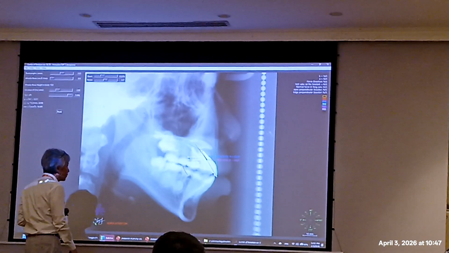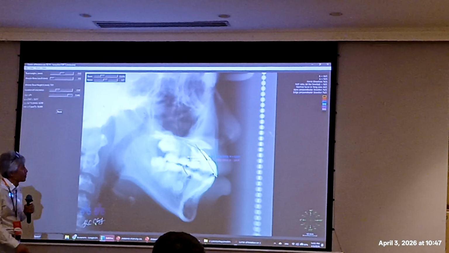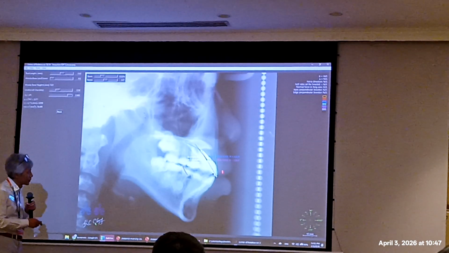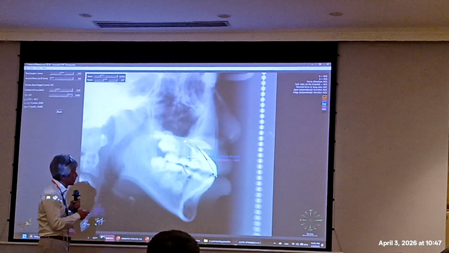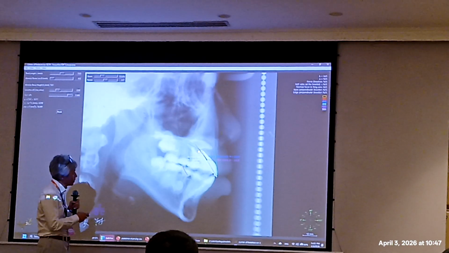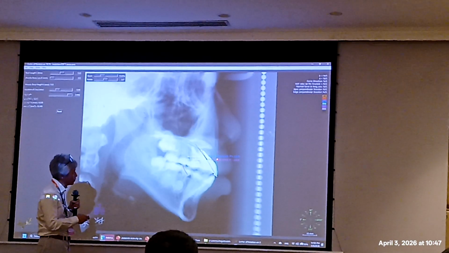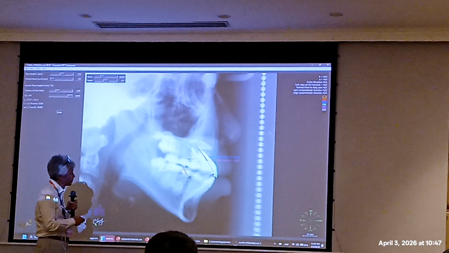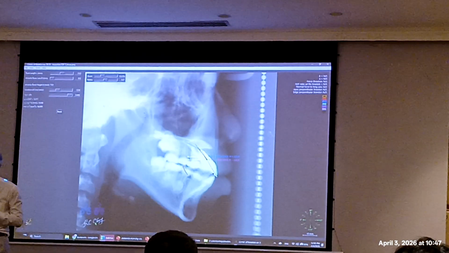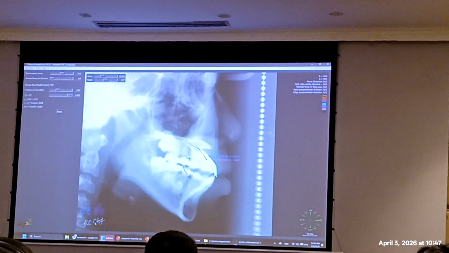But take a look at the trajectory. These are the trajectories, right? These are how apex moves from here to there. The incisor moves from here to here, and this is a moving center of rotation. Now, take a closer look at the trajectory of the incisor over here.